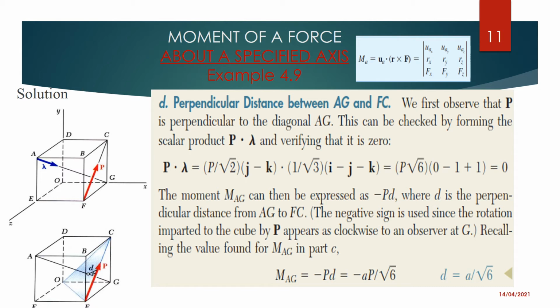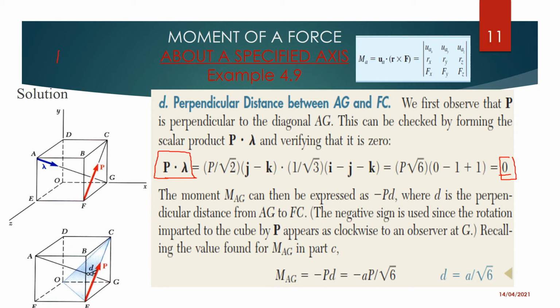So, the first thing that you do, you confirm by doing a dot product, AP dot the unit vector. If you find 0, then you know that those two lines, the AG and the FC, are perpendicular. Now, since we have confirmed that the dot product is giving us 0, we go back now to our moment using the scalar method.